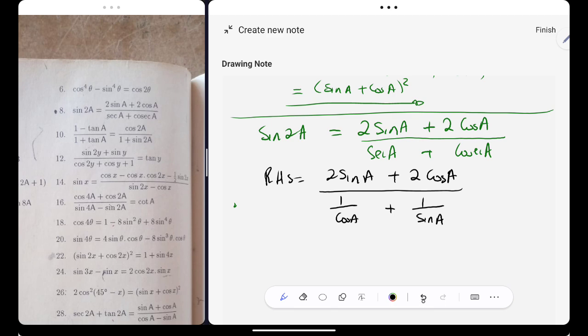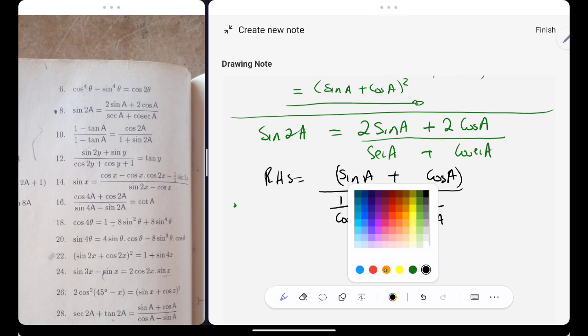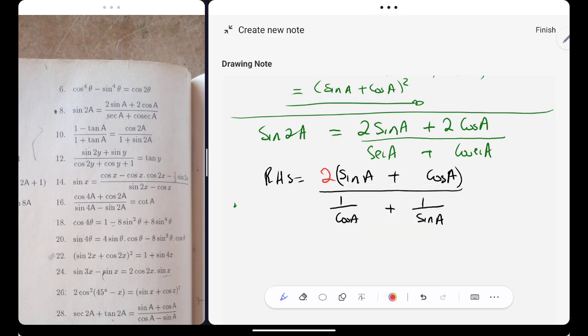But there at the top I could have just taken a common factor. Let me just do it. There's a common factor there at the top, no? I'll write it in red. The common factor is 2. We can all see that. The common factor is 2.